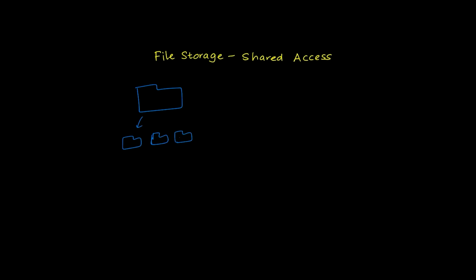File storage in the cloud replicates traditional network-attached storage functionality for shared access scenarios when multiple systems need to access the same files simultaneously, like a shared documents folder or application configuration files. File storage provides hierarchical file systems with familiar folder structures and concurrent access protocols. It's essentially NAS in the cloud, supporting standard protocols like NFS and SMB that applications already understand.